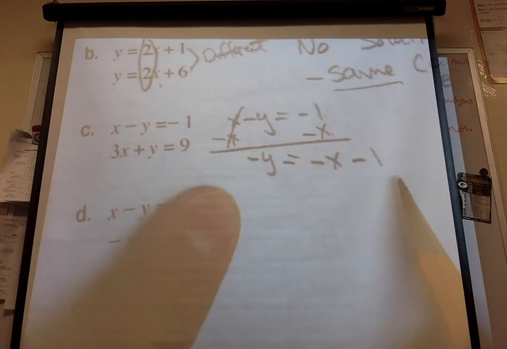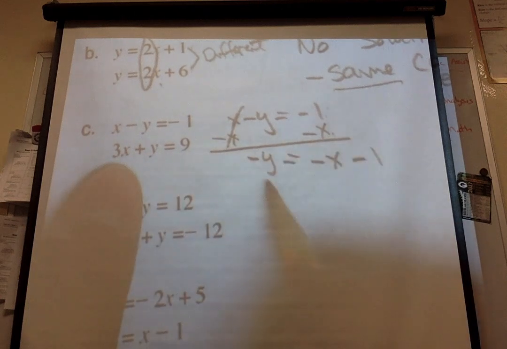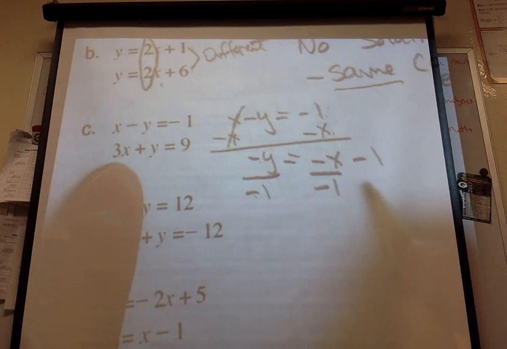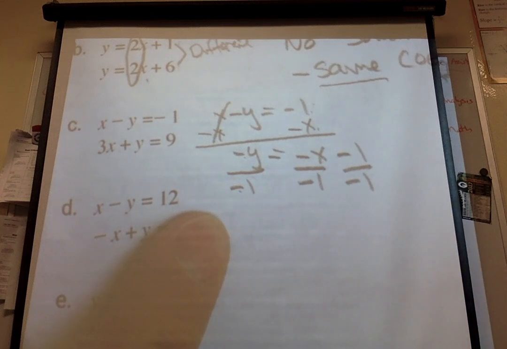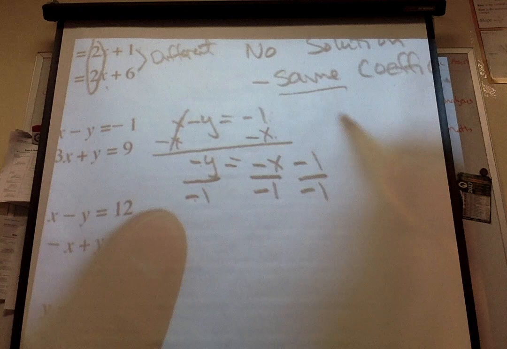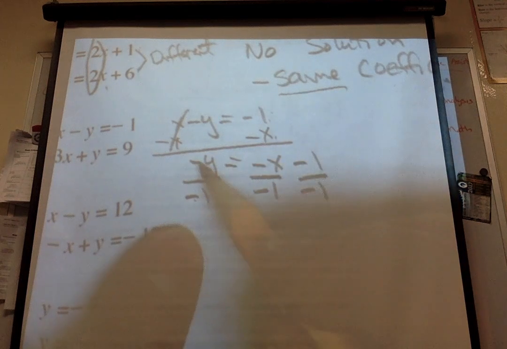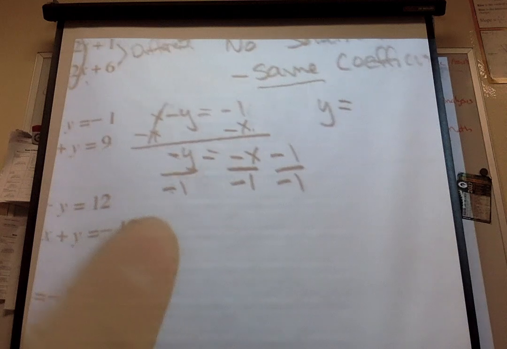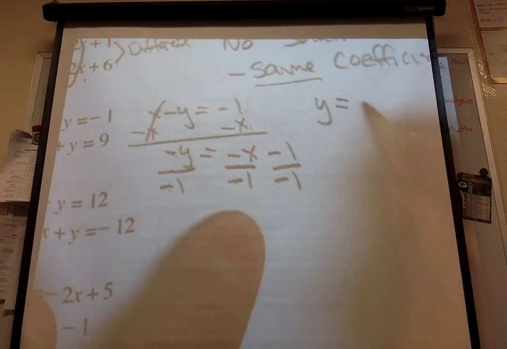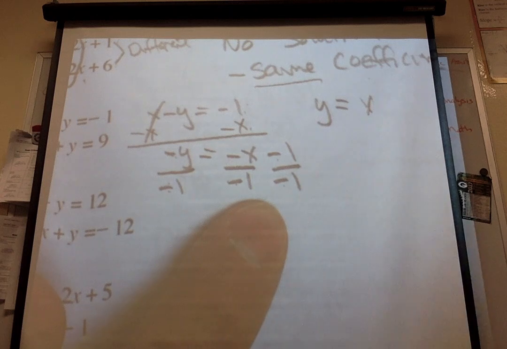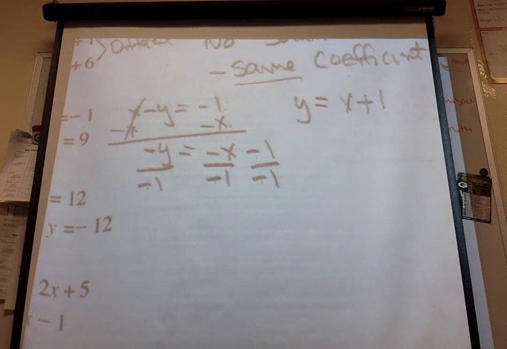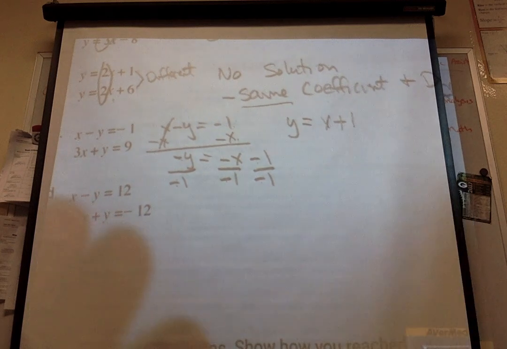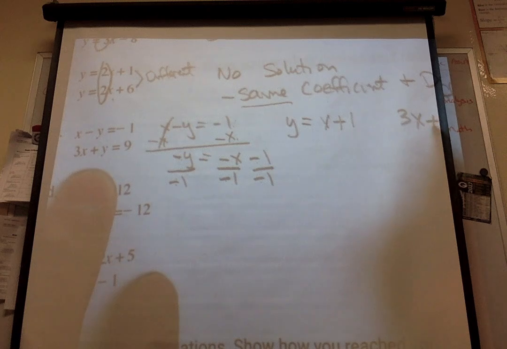And this is still not done because we have a negative y. I want just a positive y. So I want to divide by -1. Negative and negative become positive. When I do it, I have to do it to all terms. Divide by -1. So in this simplified equation, we put it in slope-intercept form. So y equals x, negative and negative become positive, plus 1. All right, so there's our first equation in slope-intercept form. Now let's do our second one. We have 3x plus y equals 9.